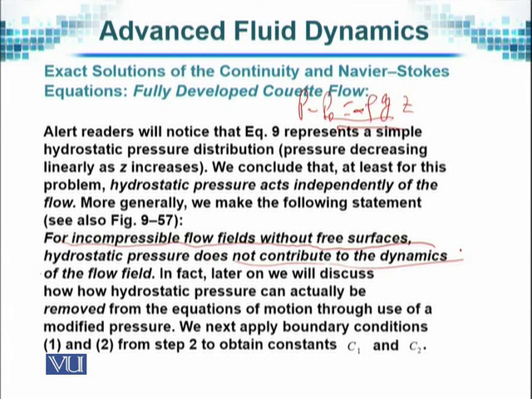Now it may change under certain other conditions, but as far as the present conditions are concerned, the assumptions that we have made for this type of Couette flow, when there is no external pressure being applied, the pressure is not playing much role here. Now we try to solve for the constants C1 and C2.